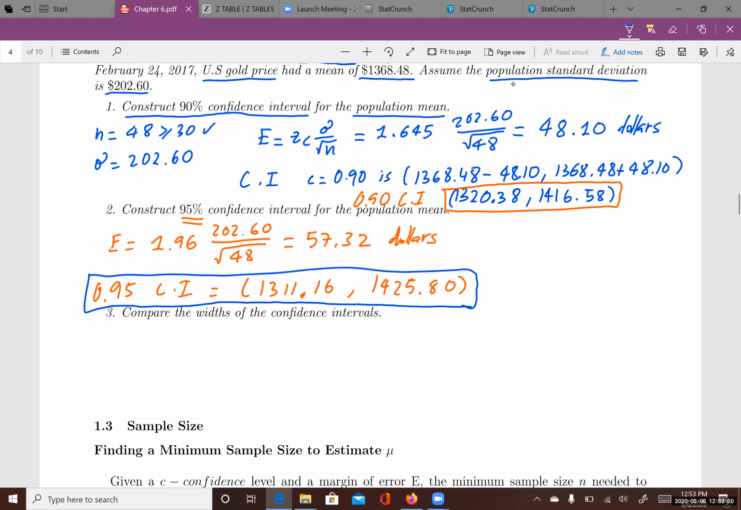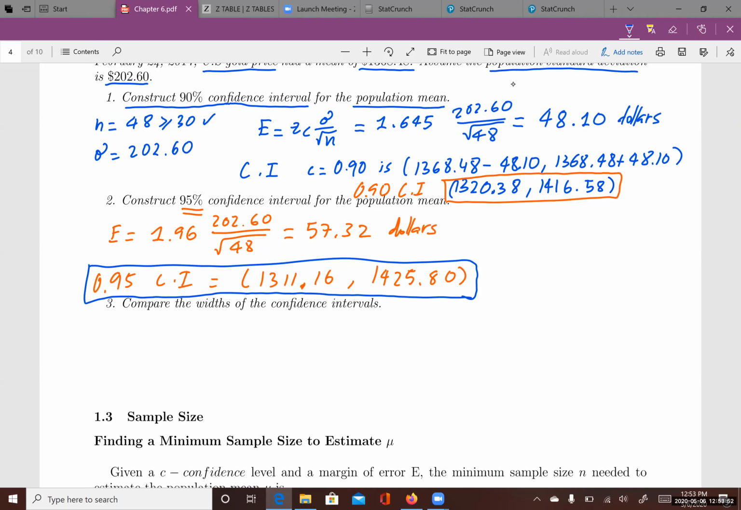And then the next question is just going to compare the widths of the two confidence intervals that we just found. So let's rewrite them. The confidence interval for 90% is the width of this confidence interval is 14.16.